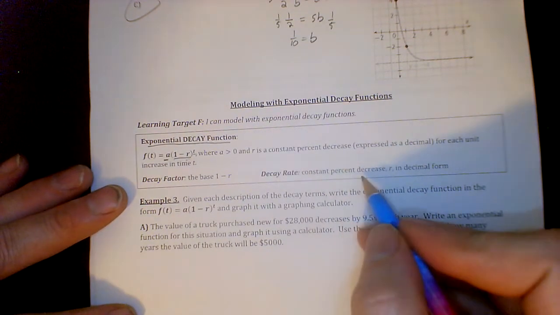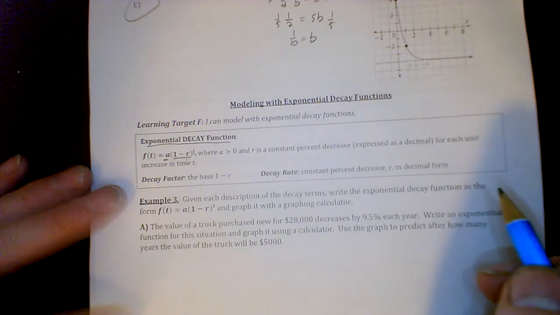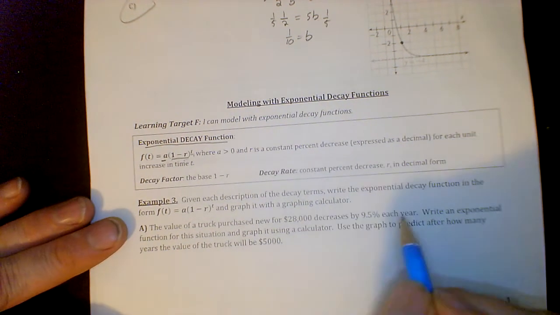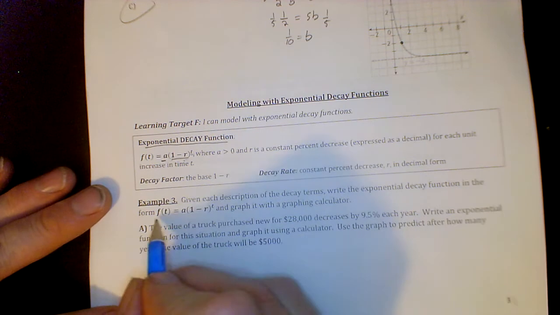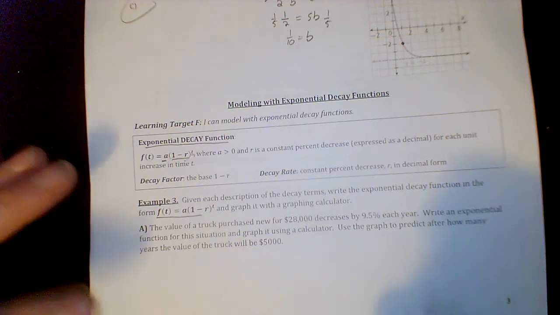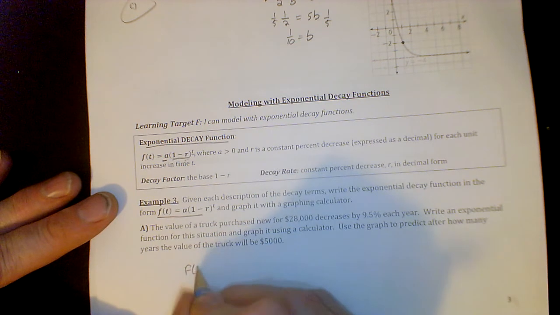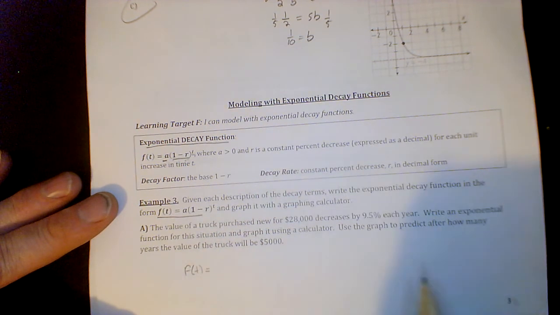So the decay rate is a constant percent decrease, r in decimal form, and let's write this out. Given each description of decay, write the exponential decay function in this form and graph it on a calculator. So we have, let's say, f of t, and we'll fill everything in. We'll find our start first.